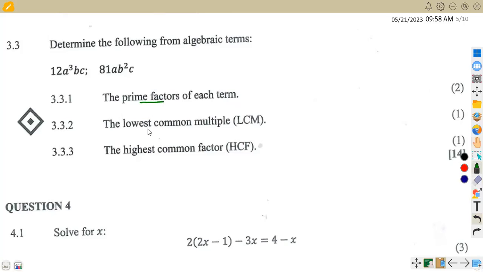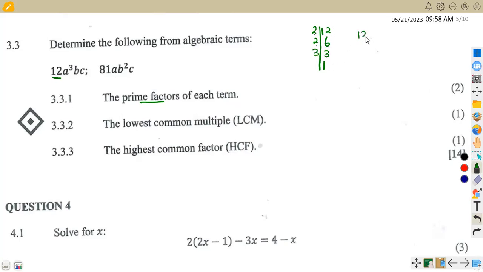So prime factors are only obtained from numbers. So if we are saying prime factors, we say 12 here. What are the prime factors of 12? We express 12 as a product of its prime factors. Remember, the smallest number is 2. 12 divided by 2, that is 6. We move on to 2 again. 6 divided by 2, that is 3. We move on to 3. 3 divided by 3, that is 1.